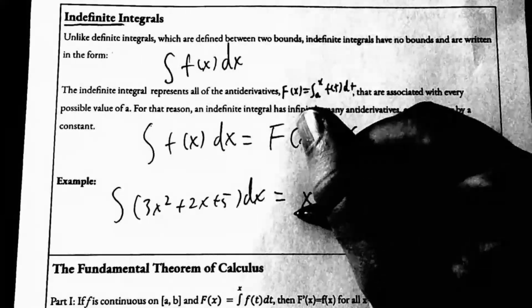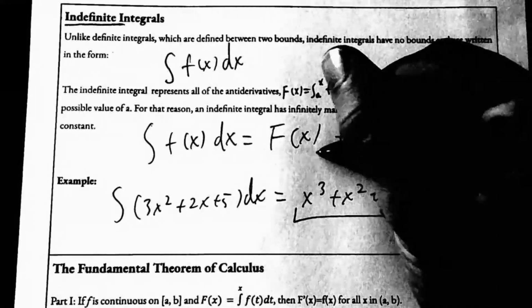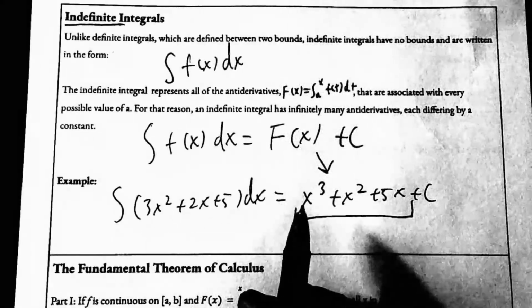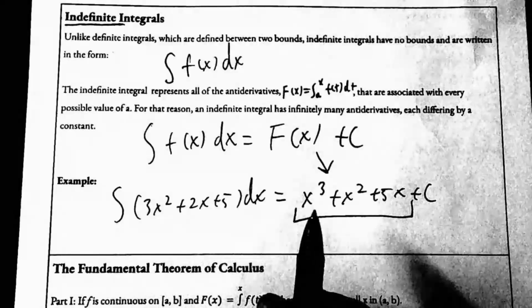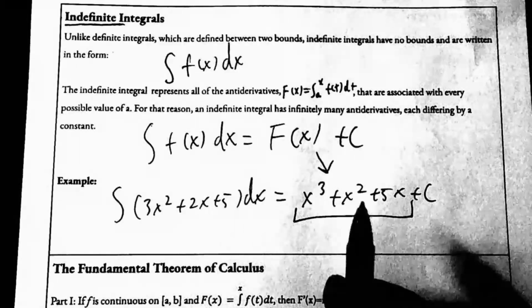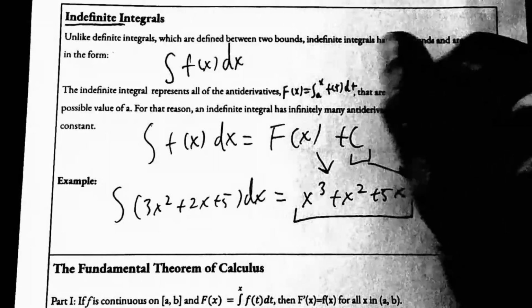So get this right here. This is the antiderivative of this, right? x cubed, take the derivative of 3x squared, take the derivative of 2x, take the derivative of 5x, you get 5, and so on. And then that c is right here.